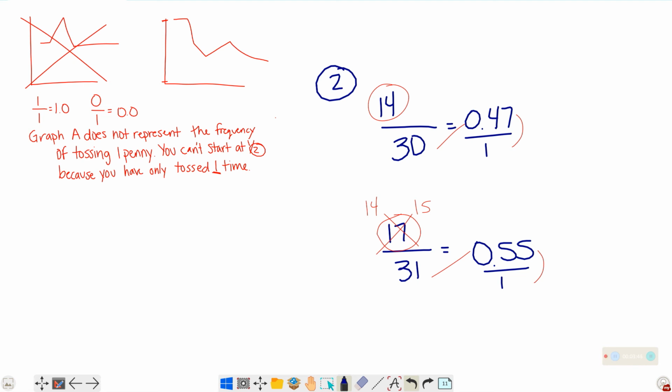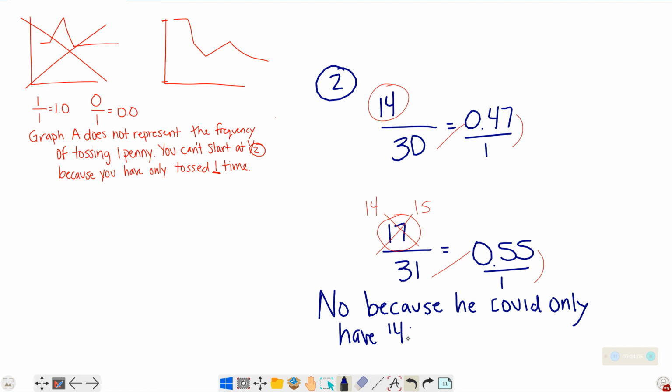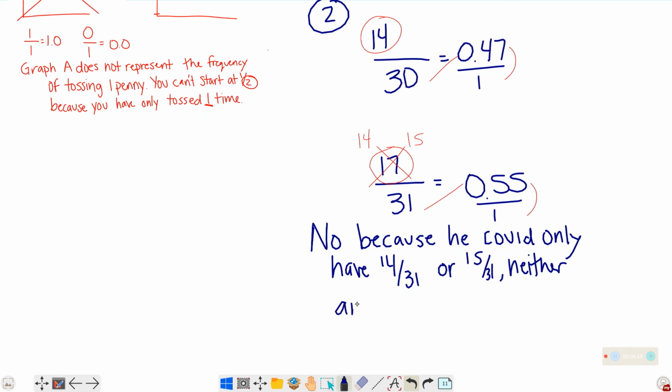So when it says, is he correct? No, because he could only have 14 out of 31 or 15 out of 31. Neither are equal to 0.55.